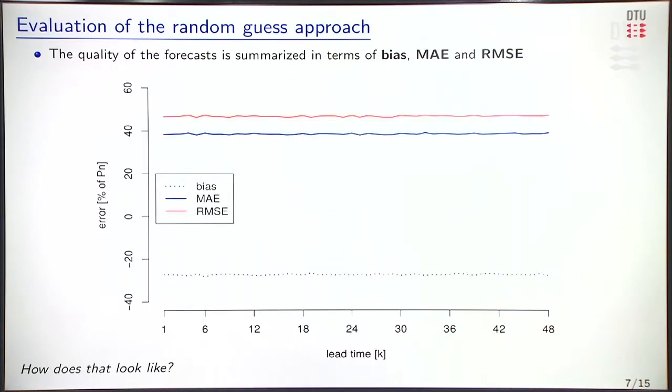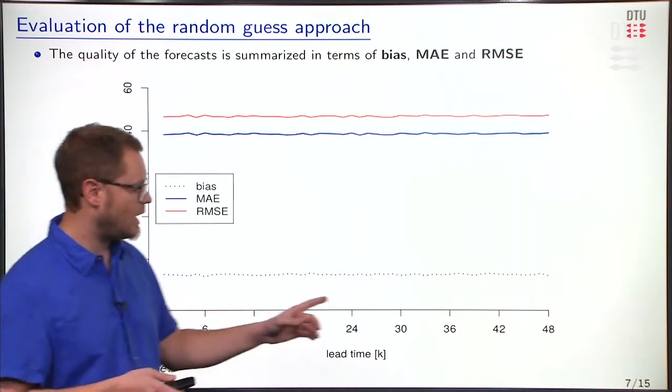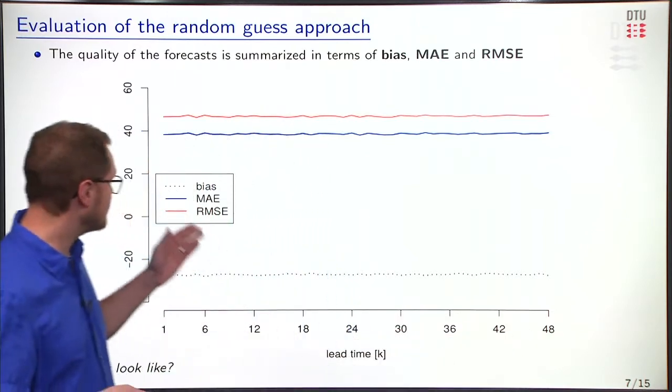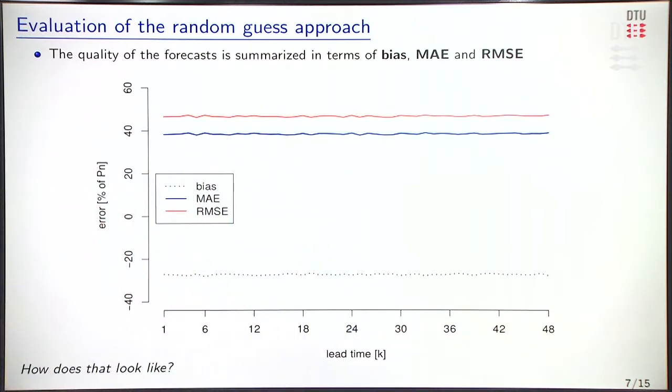To analyze the performance of the random guess approach, we will assess the quality of this forecast based on the bias, MAE, and RMSE that we introduced in a previous module. Note here that they are all normalized scores, so they're expressed in percentage of nominal capacity. The scores are calculated as a function of the lead time between 1 and 48, and as I was just saying, they're expressed in percentage of nominal capacity.